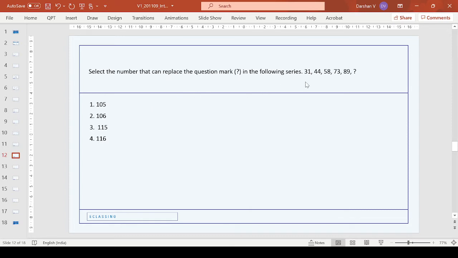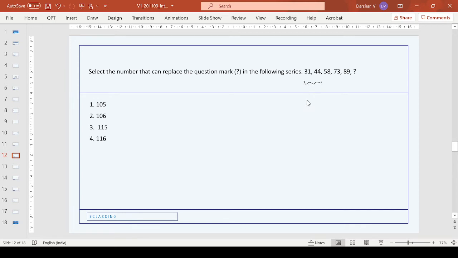Now let's look at the next one. Select the number which can replace the question mark. Again, no need to read the first part and waste time on it. You can just directly go to the series and find out what is the next number. We can just try out the differences here and see if it is coming out in a pattern.